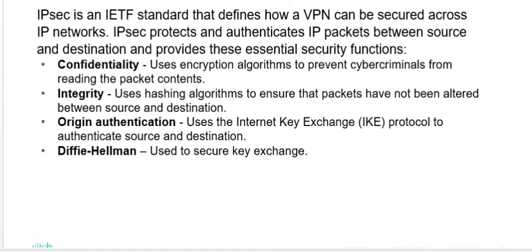So it provides all of these functions. Confidentiality, so encryption algorithms to prevent cyber criminals from reading our packets and data. Integrity, we use hashing algorithms to ensure that the packets haven't been altered during transportation. So we make sure that if it's coming from a source and received by a destination, that it actually came from the source. We have Internet Key Exchange, or IKE protocol, version 1 or 2, used for authentication of source and destination. And we use Diffie-Hellman to secure our key exchange.